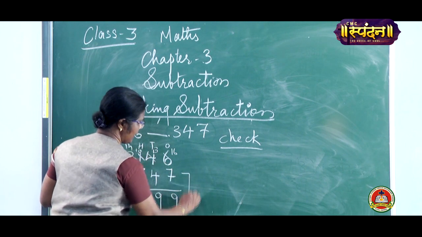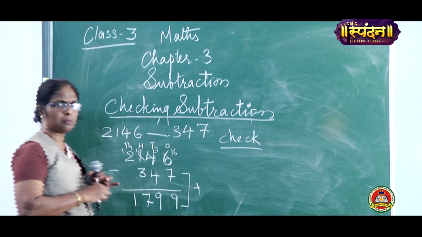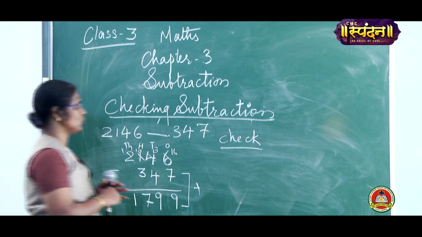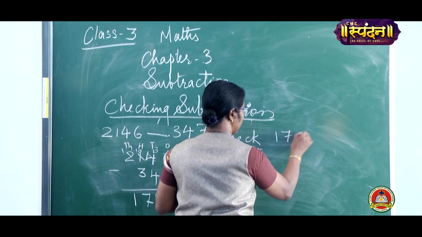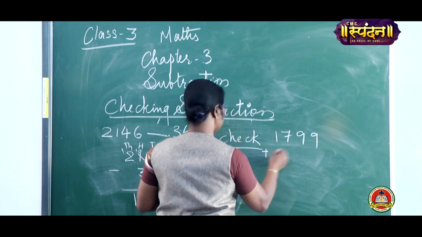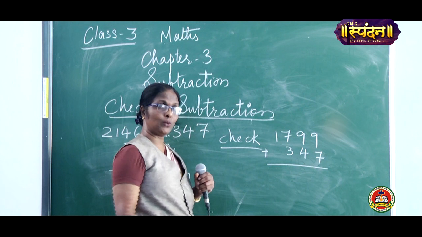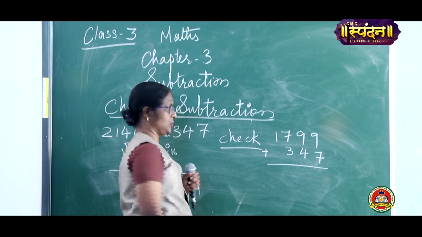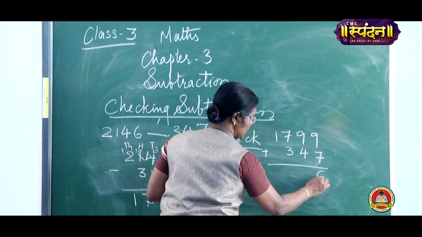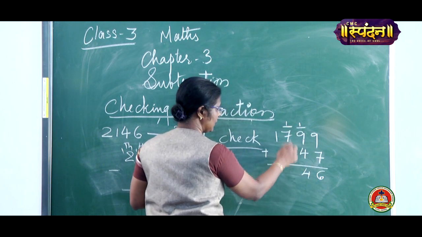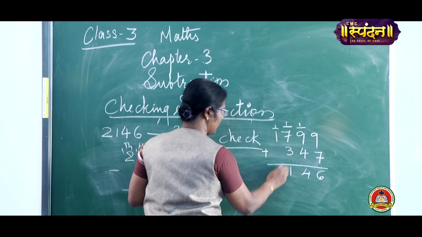You have to add the last two numbers, that is the smaller number and the difference that you have got. You add these two numbers, that is 1799 plus 347. Now I will come to know whether I have done my subtraction correct or not. 7 plus 9 is 16, carry over 1. 10 plus 4 is 14, carry over 1. 10 plus 1 is 11, carry over 1, 2.